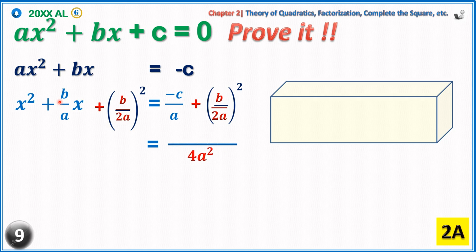So when we simplify the right hand side, the LCM is 4a squared. 4a squared divided by a is 4a, times minus c is minus 4ac. And when we divide the right hand side, we will have b squared.